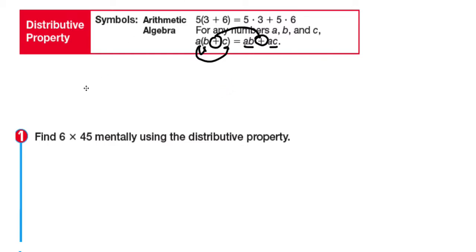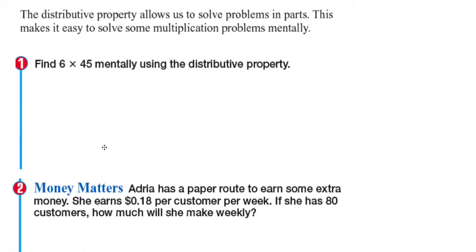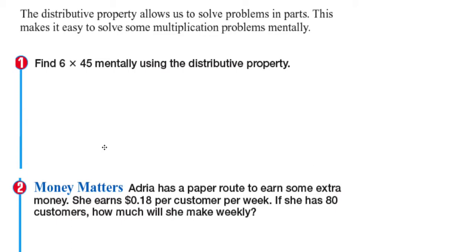The distributive property allows us to solve problems in parts. This makes it easy to solve some multiplication problems mentally. Let's take a look at this example. Example number 1. Find 6 times 45 mentally using the distributive property.